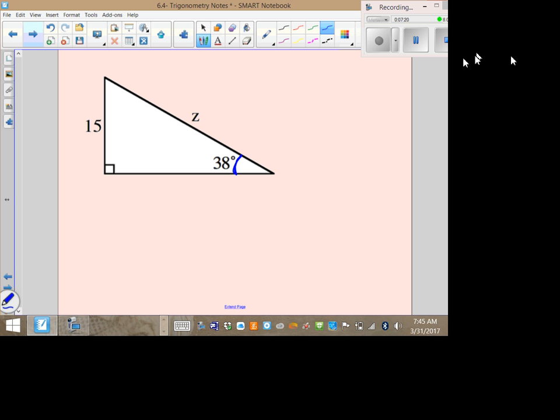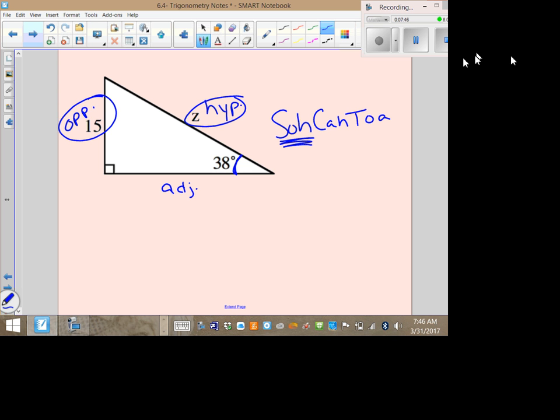Alright, here we have our angle 38. We have our hypotenuse is what we're looking for. We're given our opposite and we don't have our adjacent. So we have SOHCAHTOA. Note that I'm writing this out every single time. Opposite and hypotenuse are the things that I have or I'm looking for, so I'm going to use sine. So I'm going to say that the sine of 38 equals my opposite, my 15, over my hypotenuse, z.